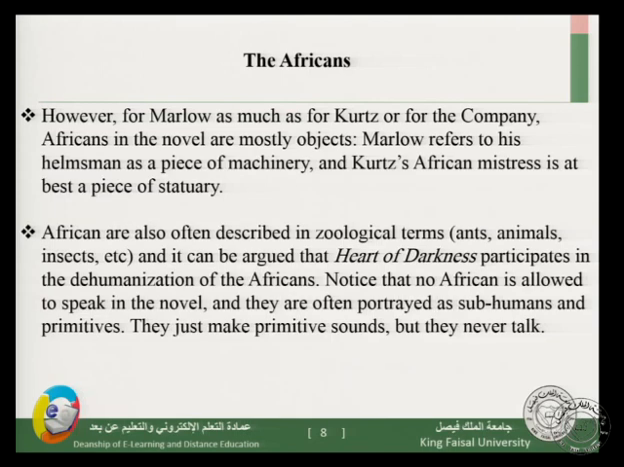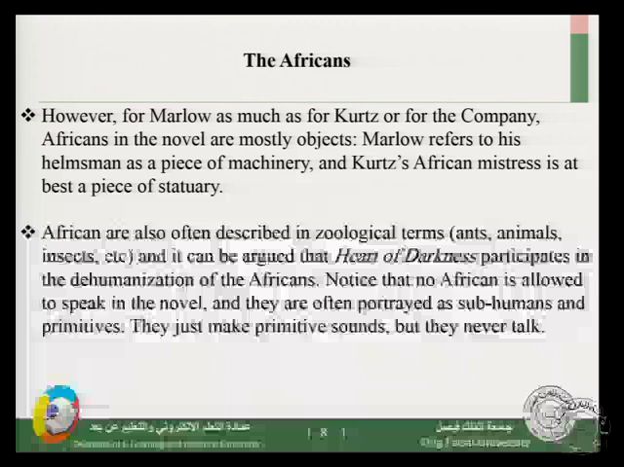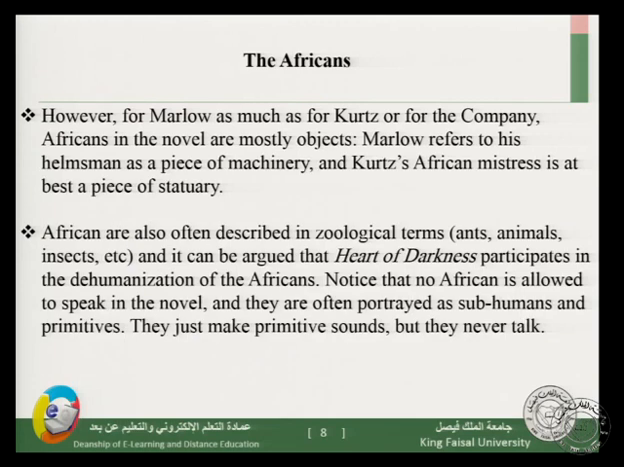And it can be argued that Heart of Darkness, although it's a novel that exposes the excesses and the horrors of European colonialism, the novel itself shows a lot of racist attitudes towards Africans. So the novel participates also in the dehumanization of the Africans.